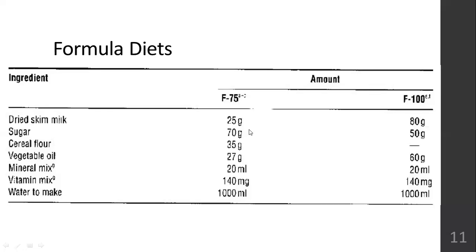Again, the same 1 liter of water you have to take. Empty this sachet in that 1 liter of water, mix it thoroughly, take 100 ml, and give it to the child. After a few hours, again 100 ml. The content of the formula diet is given on the screen. You can see milk powder is used, dried skimmed milk, sugar, any cereal flour, vegetable oil, and a mineral and vitamin mix to correct any nutrient deficiencies. Is it clear to all about formula diets?